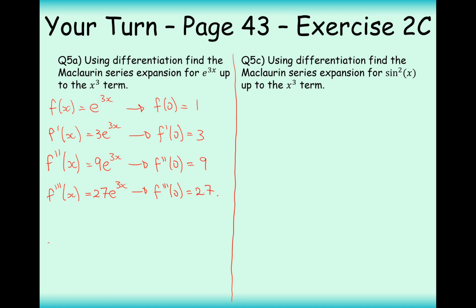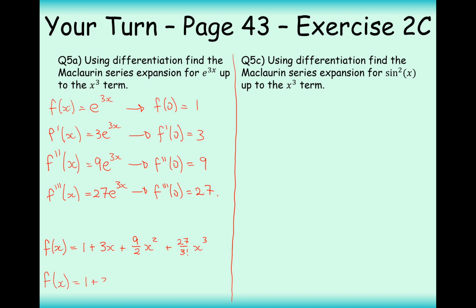Now we just have to put it into the answer, so it's going to be f of x equals, and if you remember the Maclaurin series formula, it goes f of 0 plus f dash of 0 x, that would be 3x. Then it would be f double dash of 0 over 2 factorial x squared, and then it would be f triple dash of 0, that would be 27 over 3 factorial x cubed, and then that's where we'd stop, but I suppose I should properly simplify my answer.